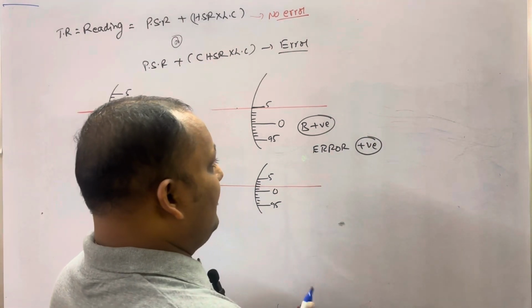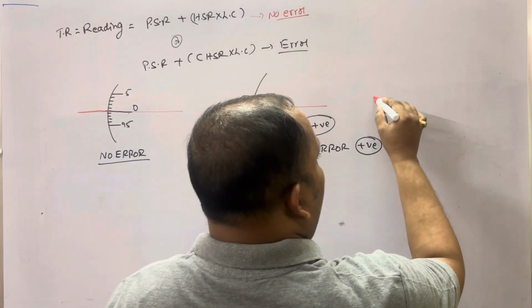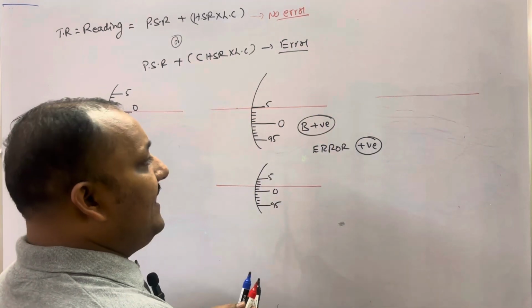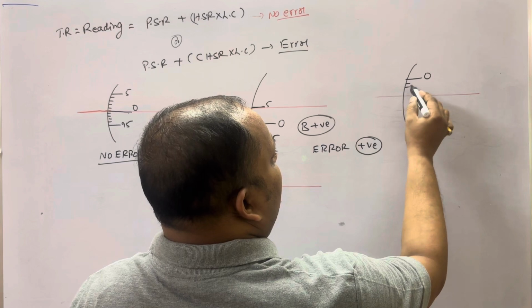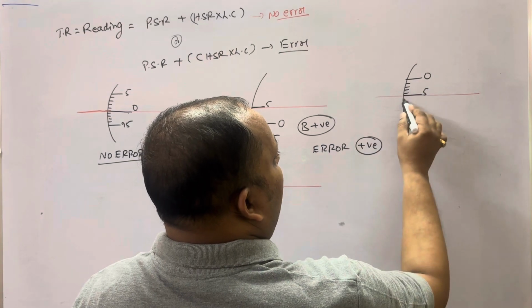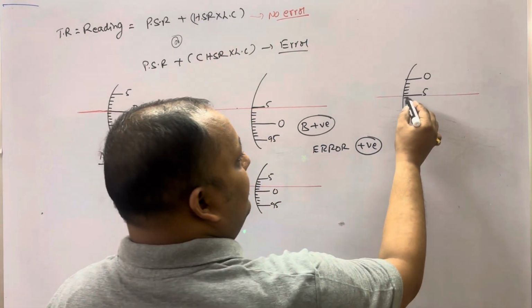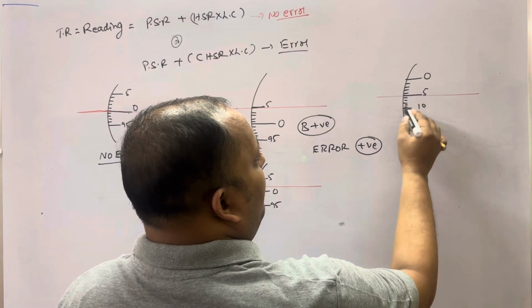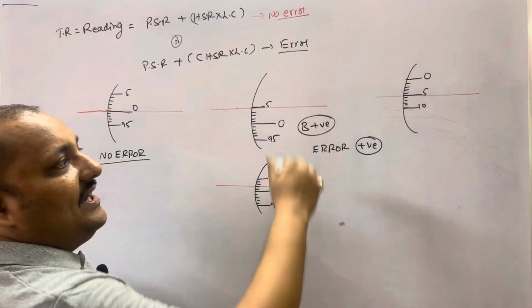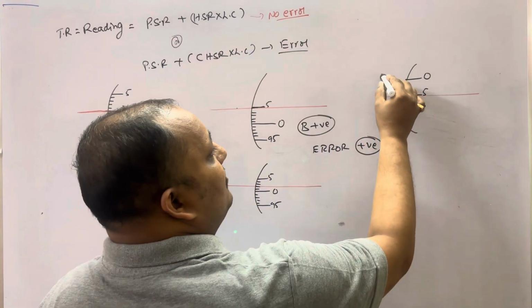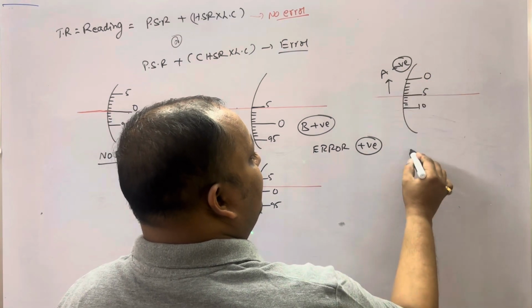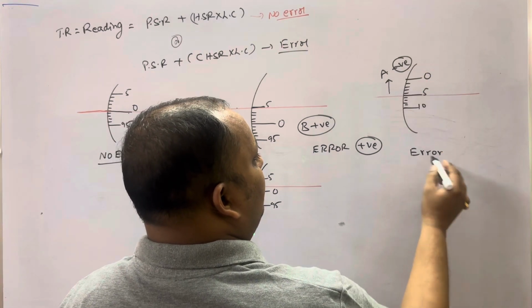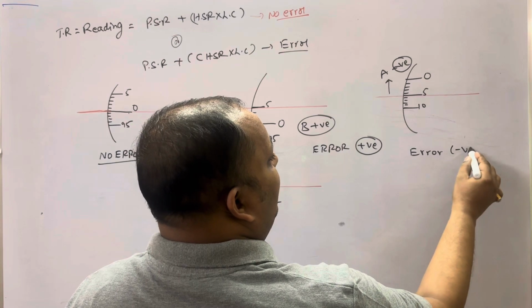Next, another one. This is the index line. Now you may get the idea. If 0 is above the index line, like this, if it is above, the error is negative. The error is going to be negative.